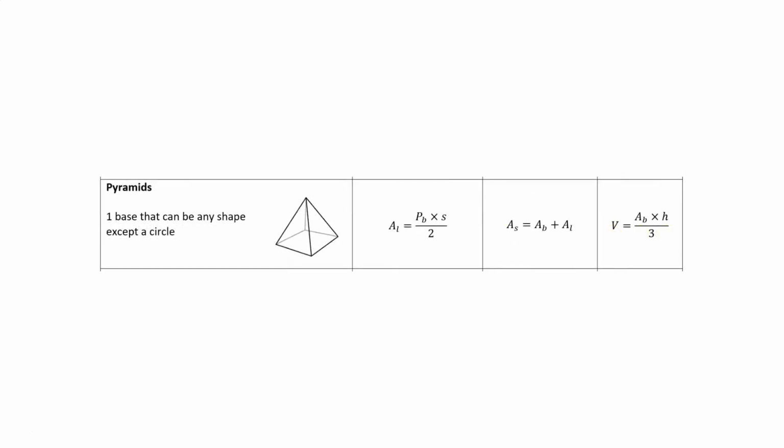In the case of a pyramid, the lateral area is equal to the perimeter of the base times the slant height divided by 2. The surface area is equal to the area of the base plus the lateral area. The volume is equal to the area of the base times the height divided by 3.